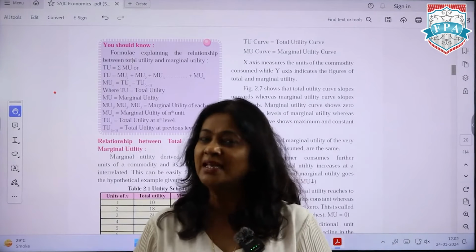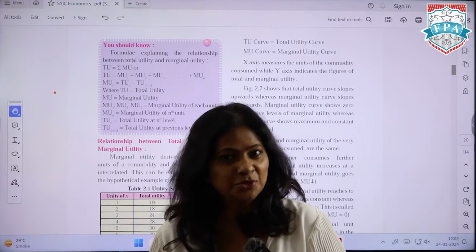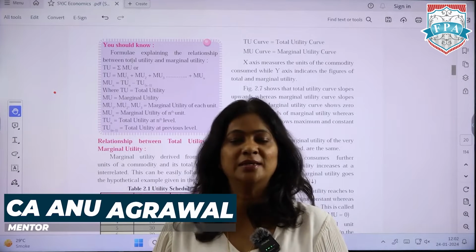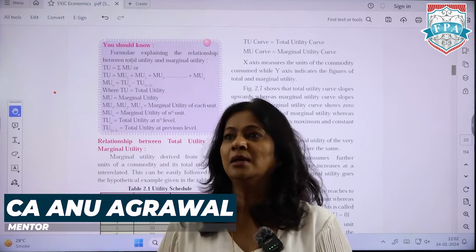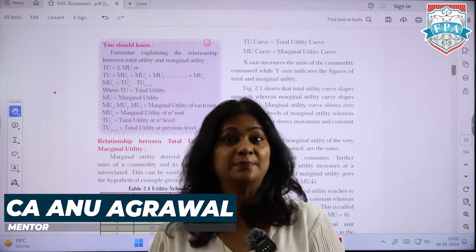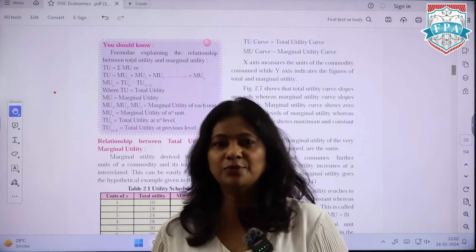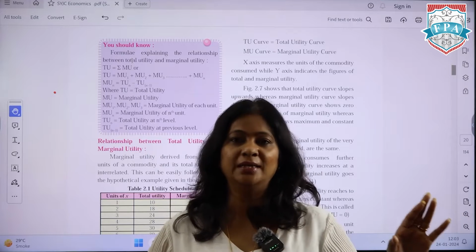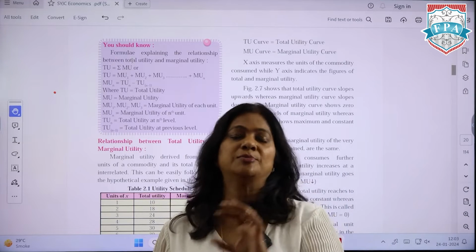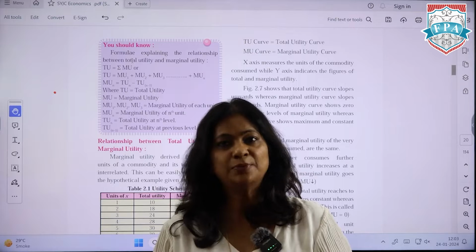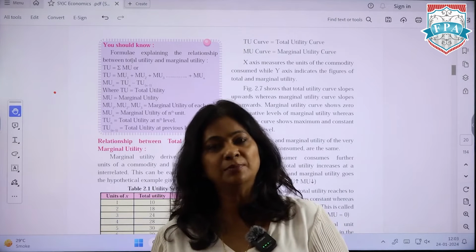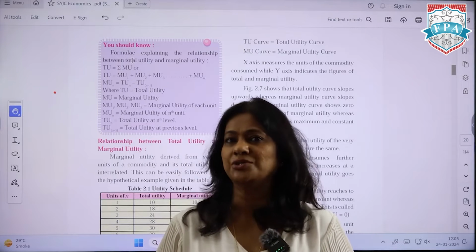Hello, so we are back once again with chapter number 2. Last time we tried to understand what is utility, the concept of utility, the concept of total utility and marginal utility. But last time, if you remember, I did not use any text. I tried to explain to you the concept of total utility and marginal utility and the relationship between them.